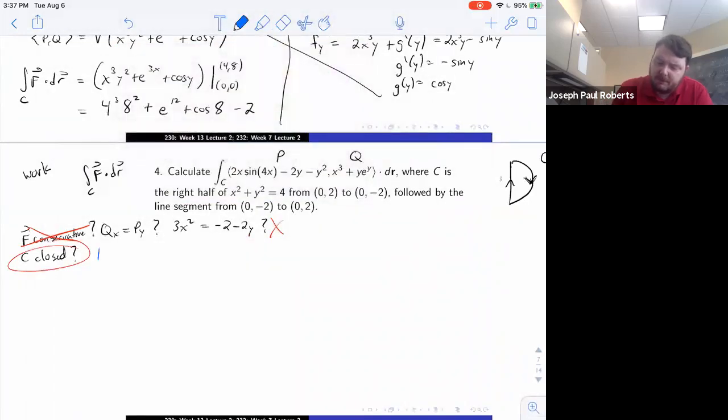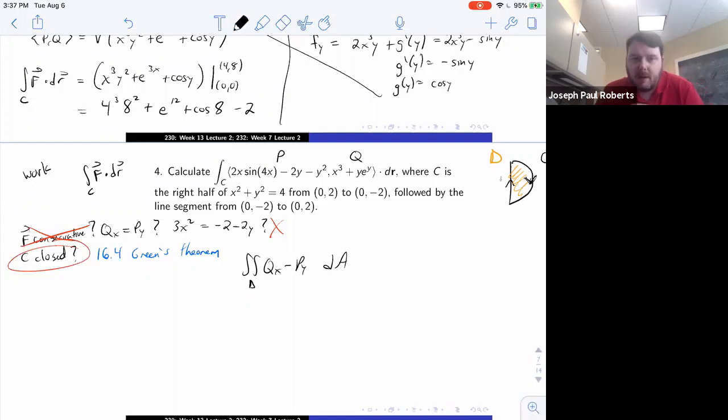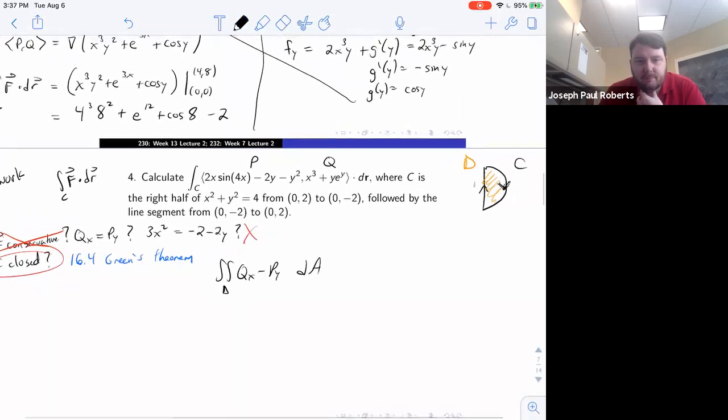Which means that we will use 16.4, Green's theorem, which says that if D is the region completely surrounded by our closed curve, we do the double integral of Q_x minus P_y. So remember, the whole idea was that for closed conservative situations, the work done is 0. This quantity Q_x minus P_y vanishes. That's 0 when your vector field is conservative.